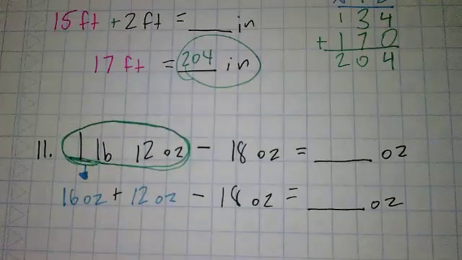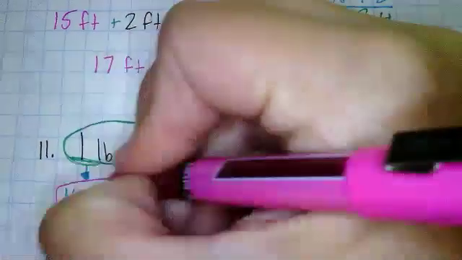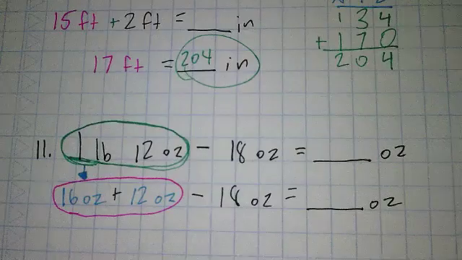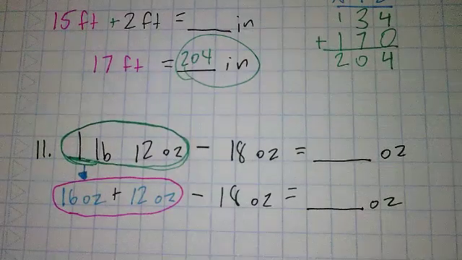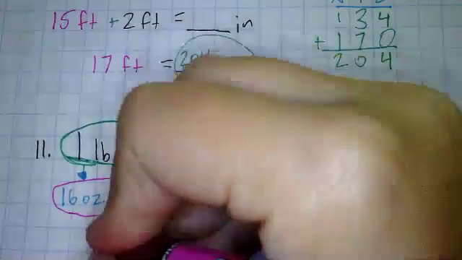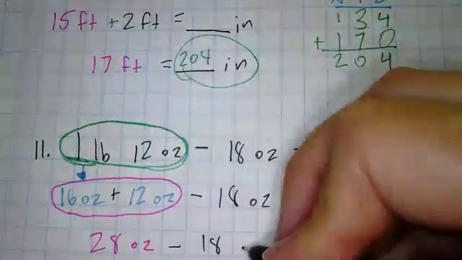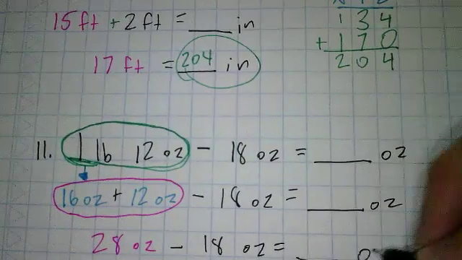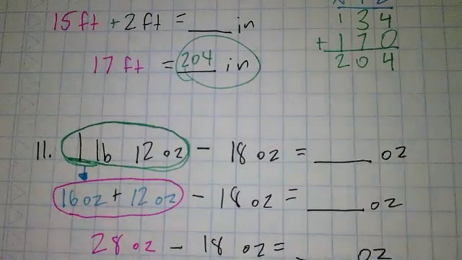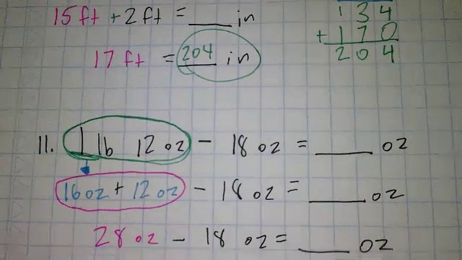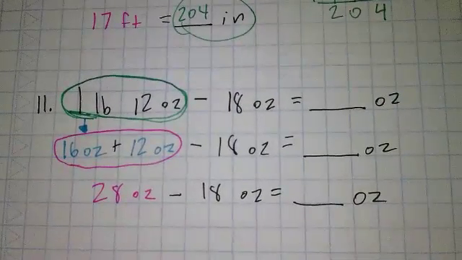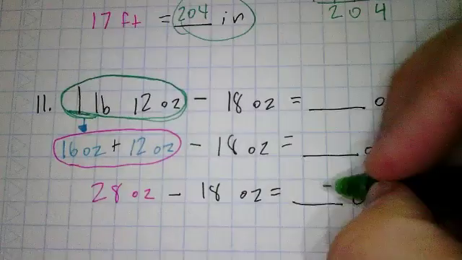So what is 16 plus 12? What is that, Everly? 28. 28. Thumbs up, thumbs down? Do we agree? Yep, good. Okay. 28 ounces. Then we have minus 18 ounces. So now all we have to do is 28 minus 18. That should be easy. You should be able to do that pretty much in your head. What do you got, Caroline? Thanks for raising your hand. 10 ounces.